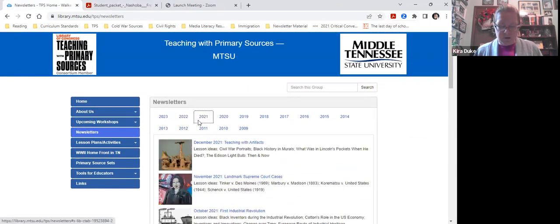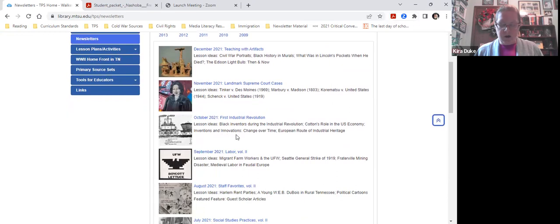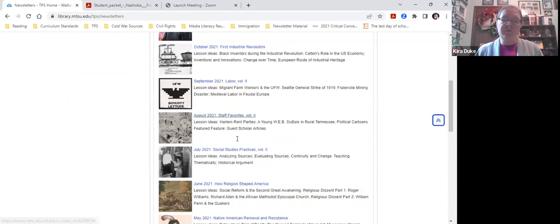In 2021, there are actually 4 that I want to reference. So beginning in November, since that's how they're listed here on the page, we did landmark Supreme Court cases. One that we looked at was Marbury versus Madison. And of course, this is going to pop up in the 8th grade standards. This lesson idea, if you're wanting to focus on that particular event, will have some very helpful things for you. In October, we looked at the first industrial revolution. So that may have some things that you will find helpful.